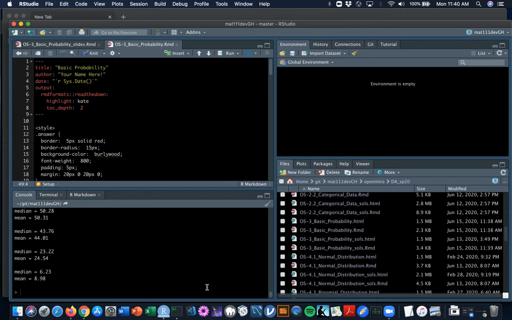Basic Probability. Today, the college is updating the RStudio server to a cool new version. So I'm working here on an RStudio that's installed on my own laptop. So the look is a little bit different, but I think you'll be able to follow along.